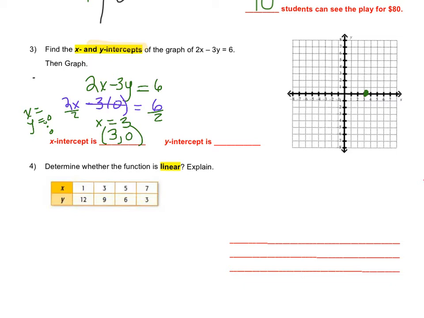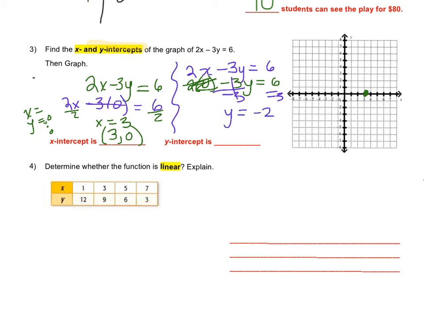The y-intercept is therefore the other way around. The value of y when x is 0. So I plug 0 in for x, and I get 2 times 0, which is just 0, minus 3y equals 6. So that's just negative 3y is equal to 6. Divide by negative 3, and I get that y is equal to negative 2.